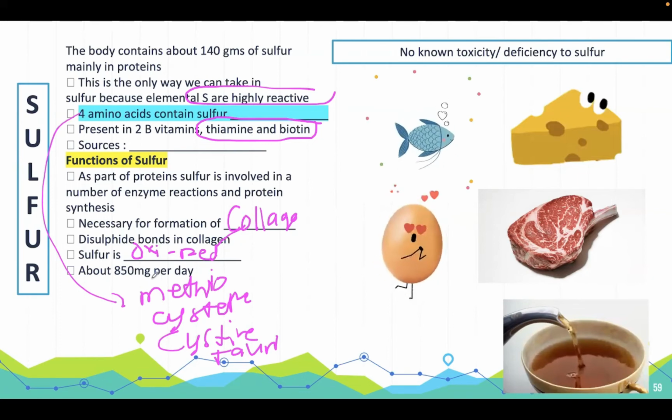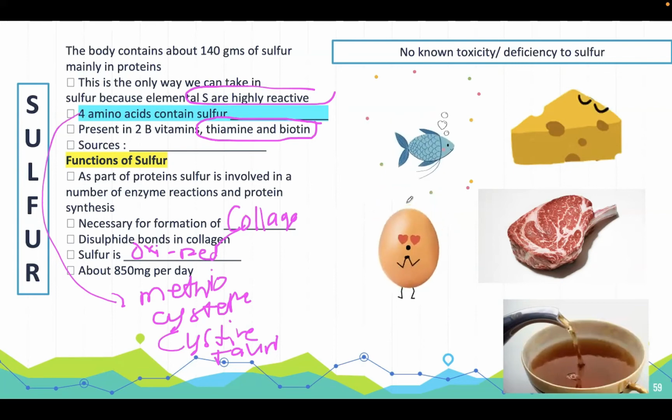So about 850 milligrams per day. So there is no known toxicity or deficiency to sulfur kasi nga hindi naman po natin siya ini-intake talaga regularly. This is the only way. Ang ano lang po talaga siya, in a way na nasa protein siya. Incorporated siya sa other vitamins and minerals or nasa protein na siya.